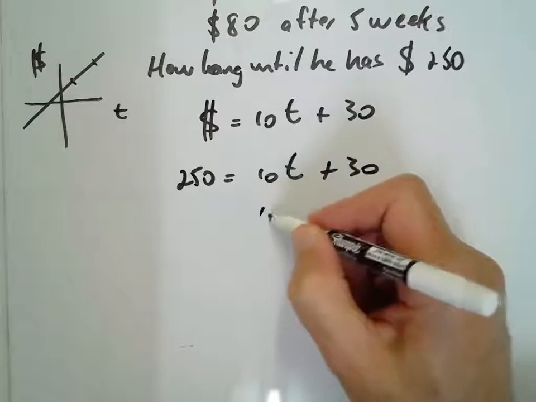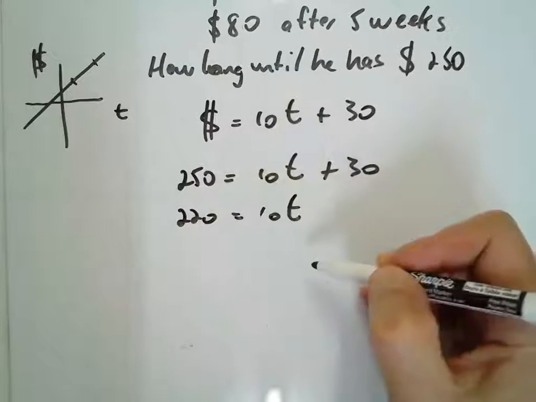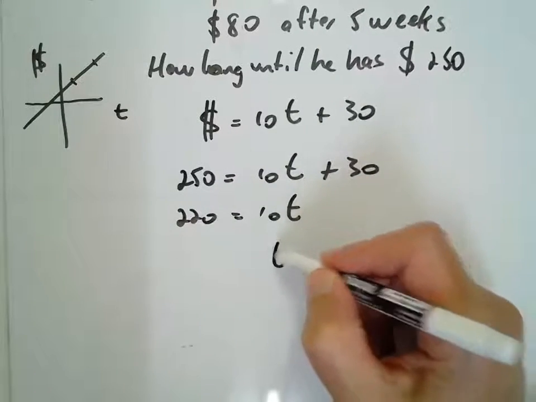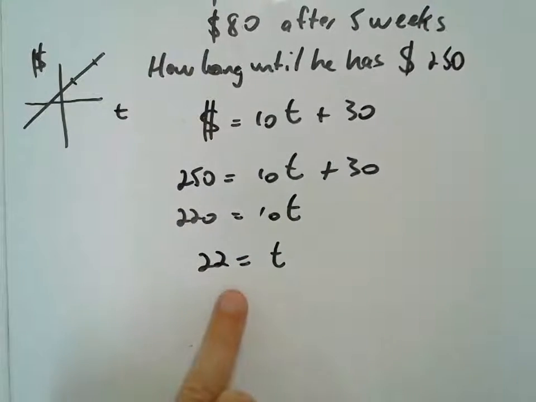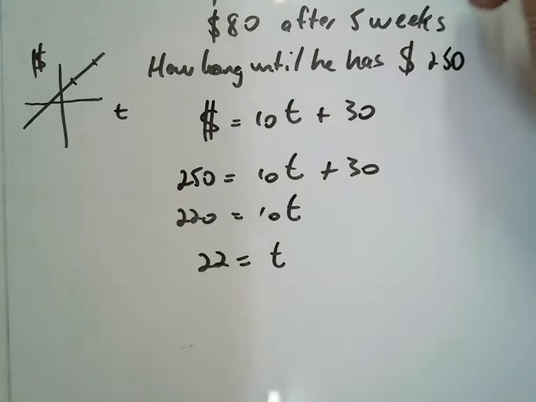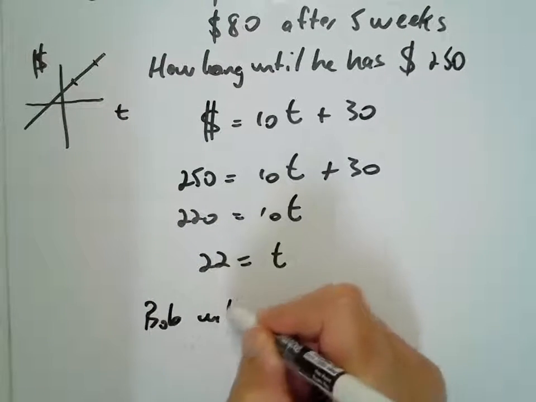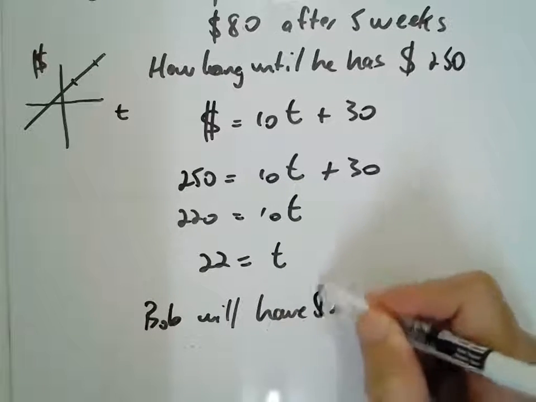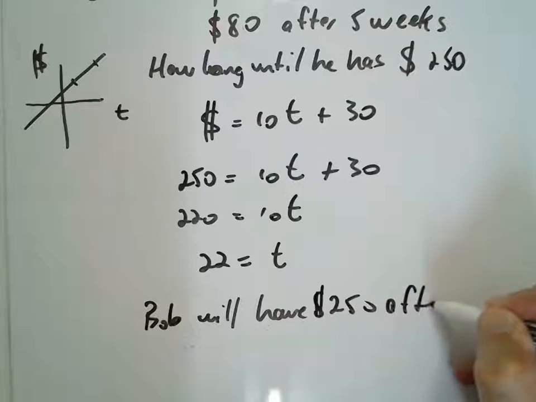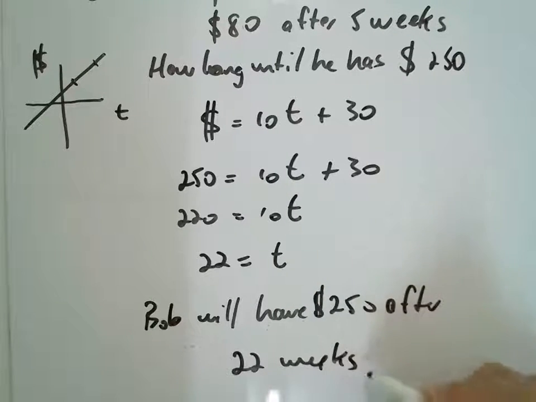Subtract 30 from both sides, and then I'm going to divide by 10 on both sides. How many weeks? 22 weeks. Because it's a worded question, Bob will have $250 after 22 weeks. Always put your answer in words if it's a worded question.